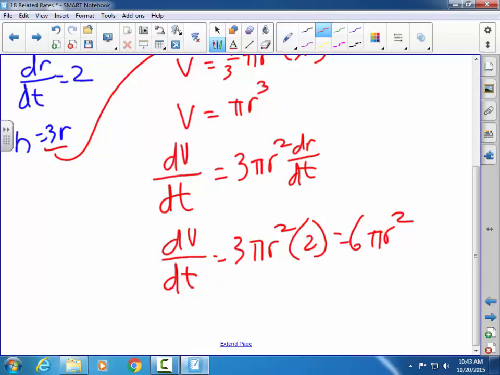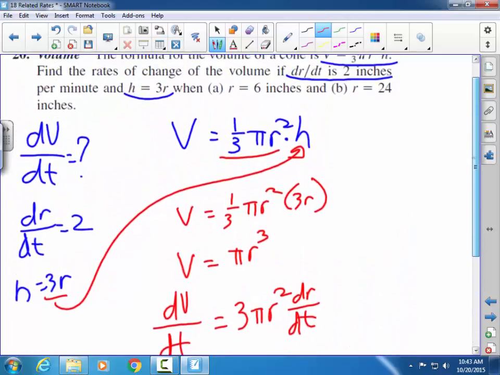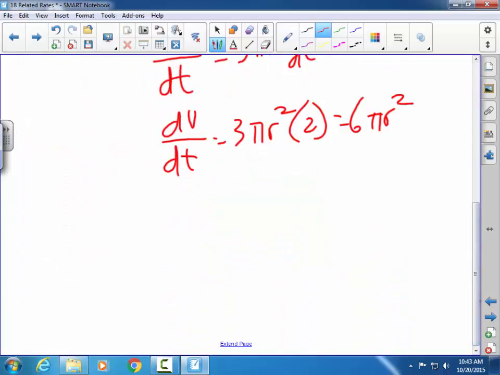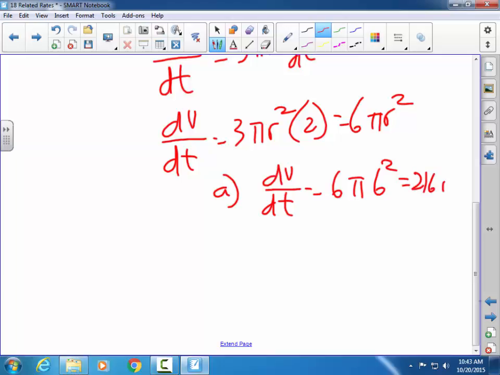All right? So now the math of it becomes easy. Part A is when r is 6. So we put 6 in there. dV over dt is 6 pi times 6 squared, which is 6 cubed, which is 216? 216 pi.